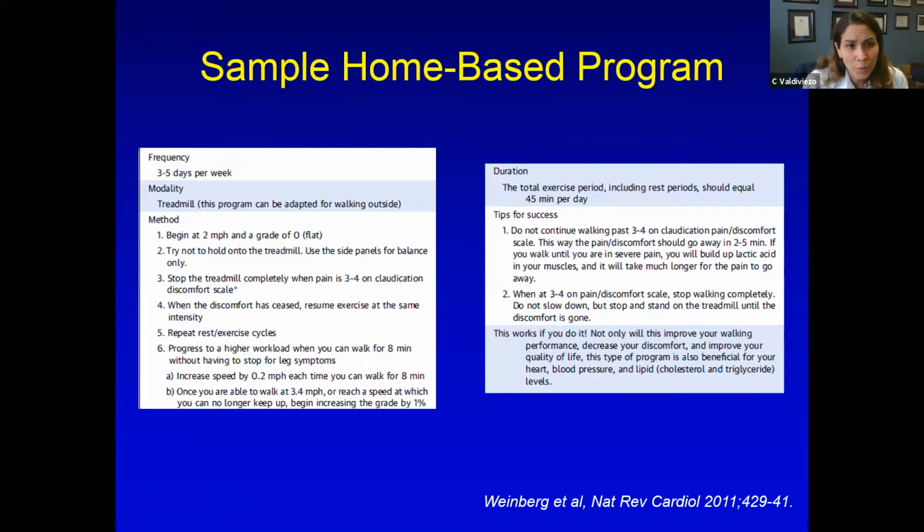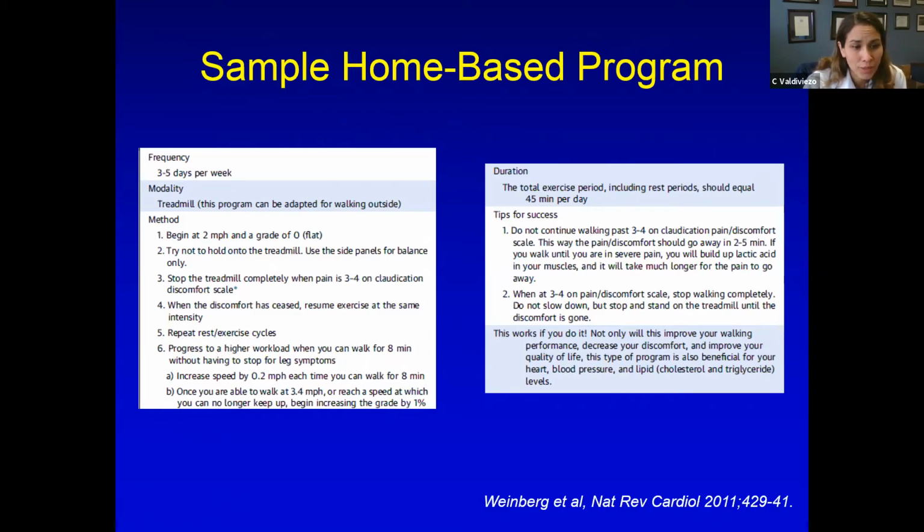So here are a few sample home-based programs. Frequency is about 3 to 5 days per week. The modality can be a treadmill, but it can also be adapted for walking outside. You begin at 2 miles per hour and a grade of 0, so you walk at flat level. Try not to hold onto the treadmill. Use the side for balance only, or ideally you don't use anything to walk. Stop the treadmill completely when pain is 3 to 4 on the claudication discomfort scale. And when the discomfort has ceased, resume exercise at the same intensity, and then repeat the same rest-exercise cycles.